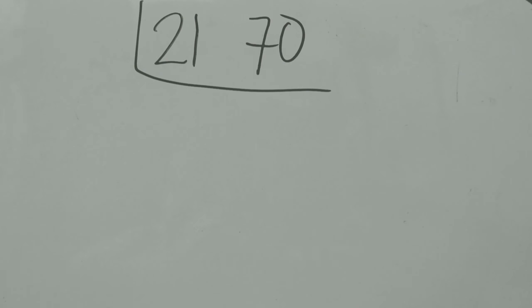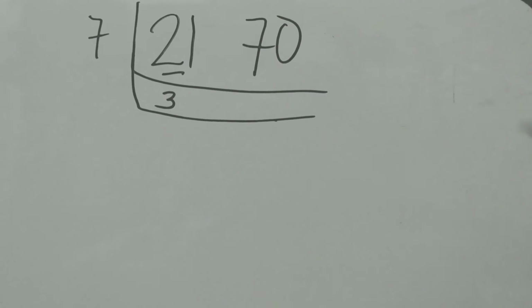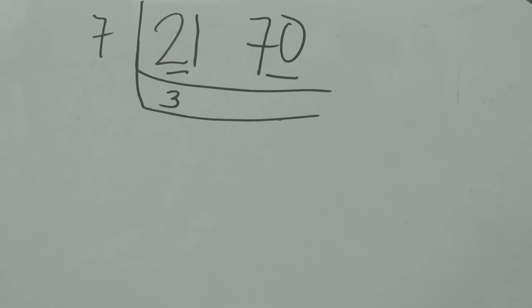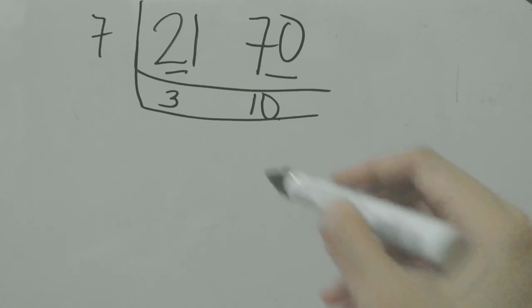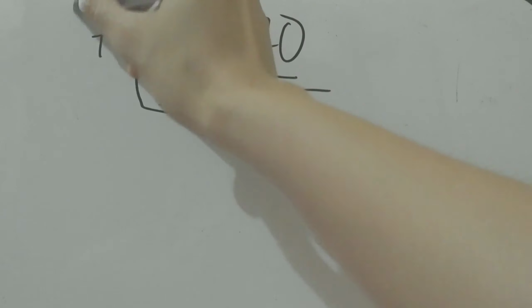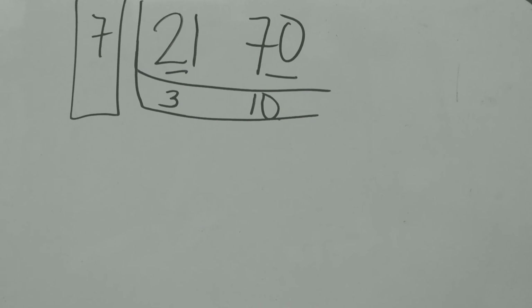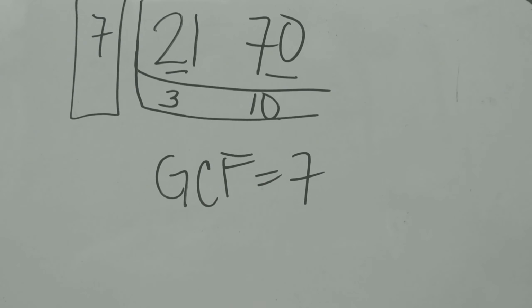What is the common factor of 21 and 70? We have 7. So 21 divided by 7, the answer is 3. 70 divided by 7, the answer is 10. There's no other number that can divide both 3 and 10, that's why we're going to stop with it. Therefore, the number here is the GCF, or the greatest common factor, of our given numbers, which is equal to 7. So the greatest common factor of 21 and 70 is 7.